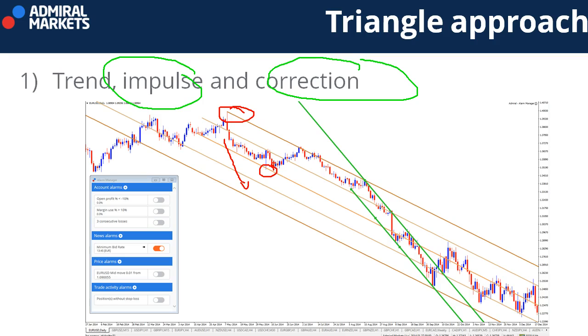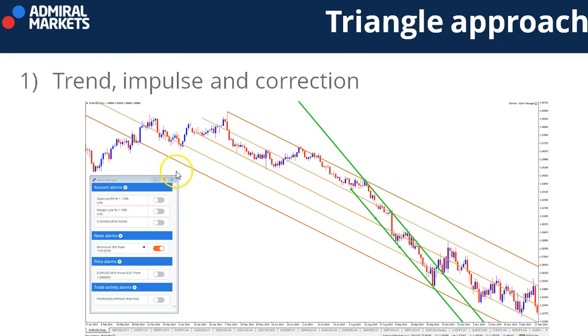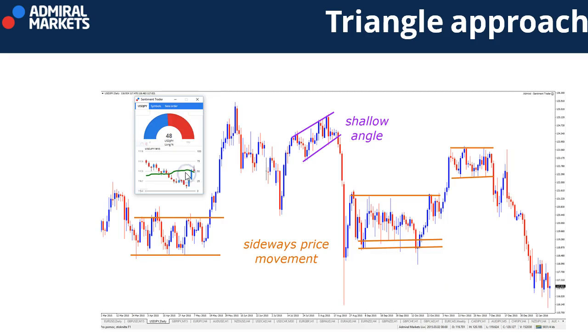A correction is where price is going sideways, or at a very shallow angle. There will be a mix of candles, and the closes will not be that near the high or low. So you get more of a mixture of candles, like here, for instance, where I have the green circle, or here. There's not really one side that is very dominant in pushing price in one direction. So that's correction, and that's very important later on as well. The second part, first of all, is support and resistance.